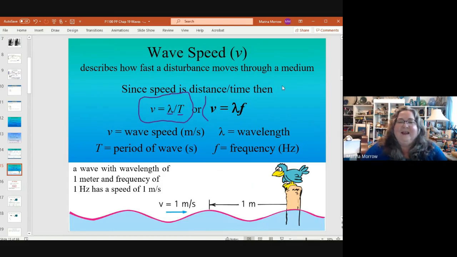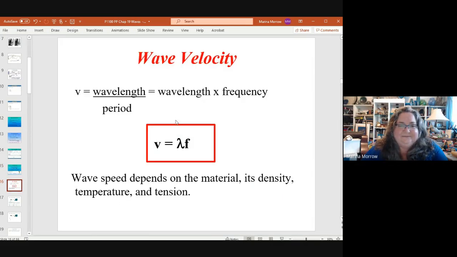Since period and frequency are related, then I can just substitute 1 over the period is the frequency. And this equation we're going to be using a lot. This is the main equation you'll need for this chapter and for the chapter on light. Okay, so this chapter, the next chapter, and the next chapter. So the next 3 chapters are on sound, and then we'll have 3 chapters on light. And they all use the same equation. Velocity is wavelength times frequency. So it's a very, very useful equation.